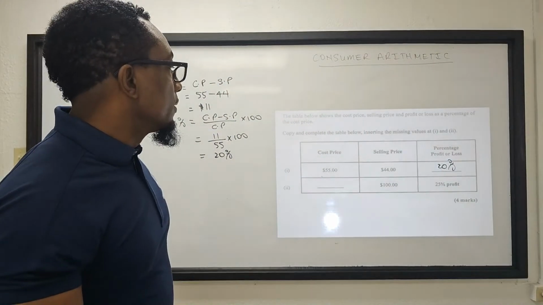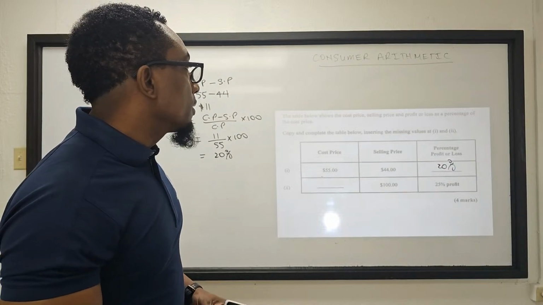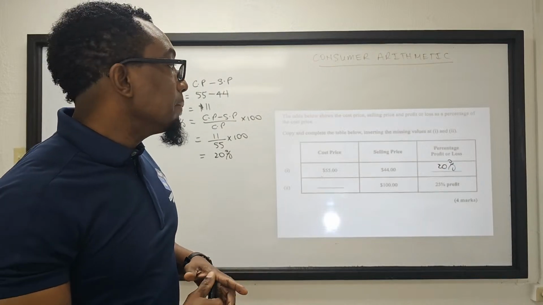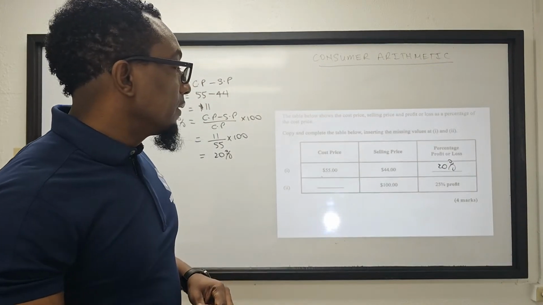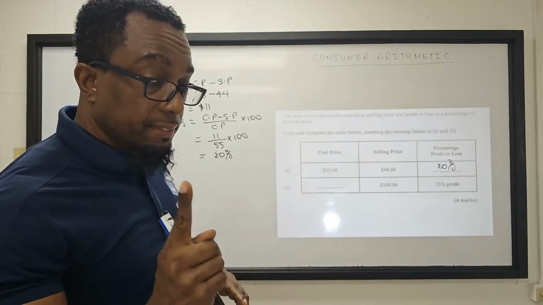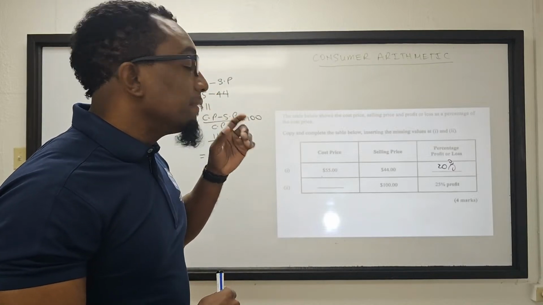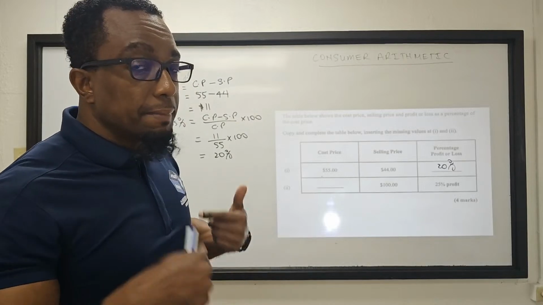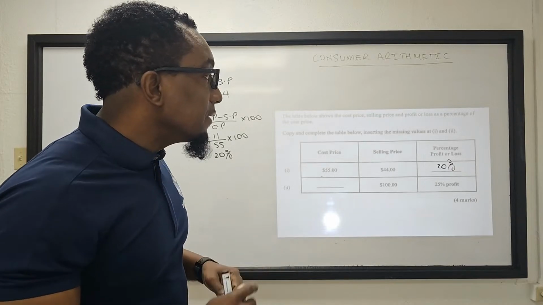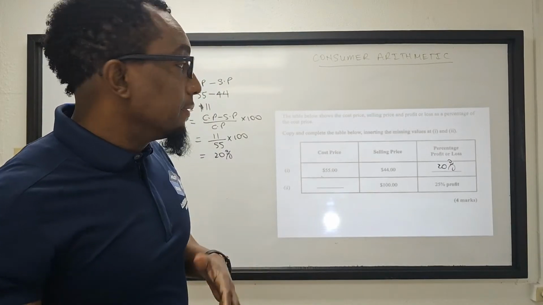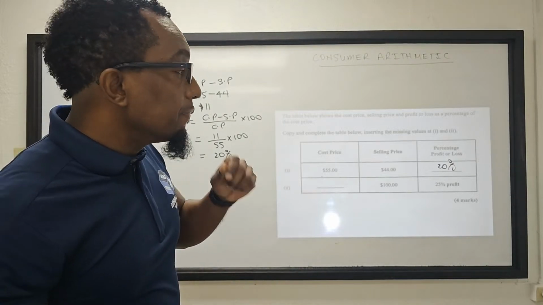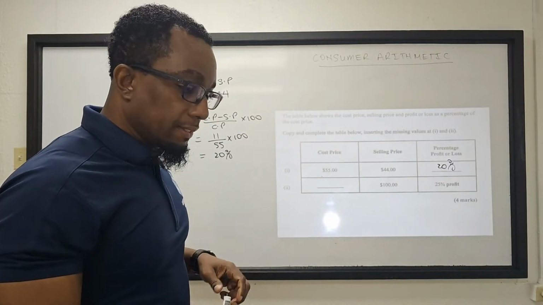Then they ask us to now determine what is the cost price given that there is a 25% profit. Alright? So if there's a 25% profit, and the selling price is 100, it means that the cost price has to be less than the selling price, because you made a profit. But let's determine what will be the cost price based on this 25% profit.